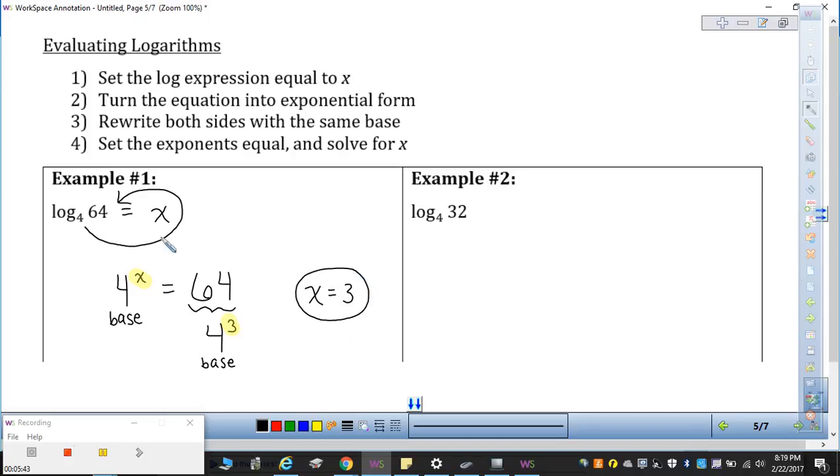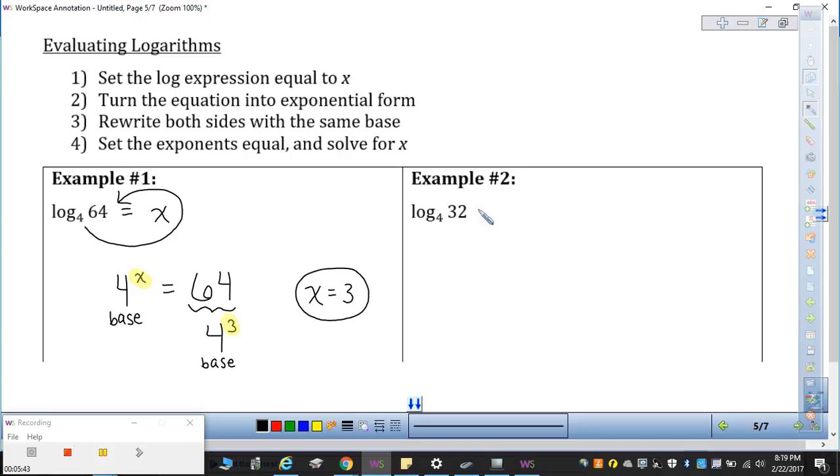This first example was kind of an easy one. You maybe could think about this in your head without having to show the formal steps by thinking 4 to what power equals 64. So I want you to practice that. If you see some where the numbers are easy to do it in your head, go ahead and do that. But let's look at the next example.